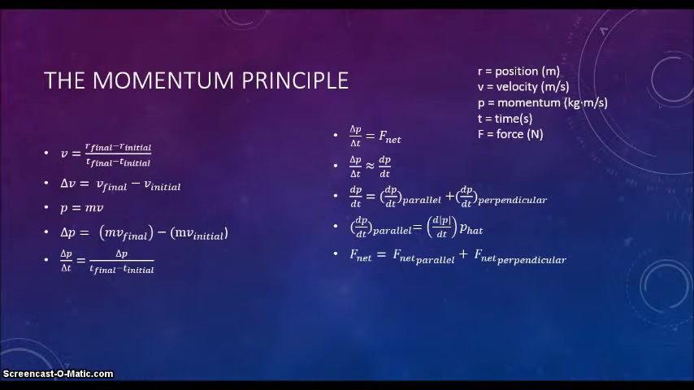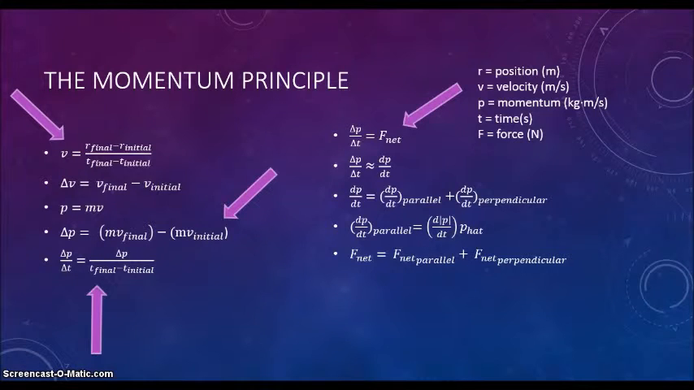The momentum principle states that the net force on a system is equal to the change in momentum of a system divided by time. This lab will be using position to find velocity, velocity to find momentum, and then the change in momentum over the change in time, given as dp dt. The parallel component of momentum is found by using the derivative of the magnitude of the momentum with respect to time multiplied by the direction of momentum, denoted as p hat.